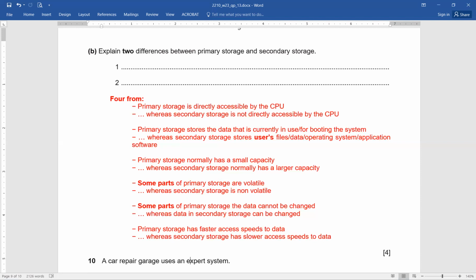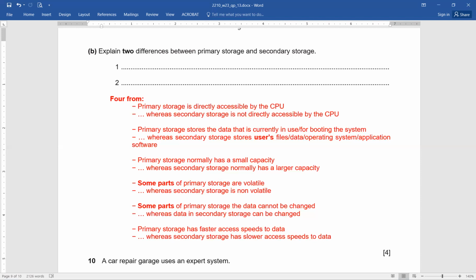Okay, so you have to mention it this way. First of all, talk about the primary storage, whereas the secondary storage. In this manner, you will be able to score 4 out of 4. Got it?